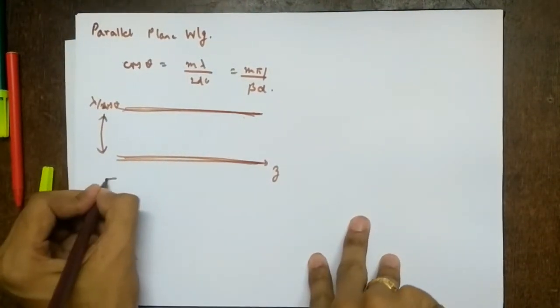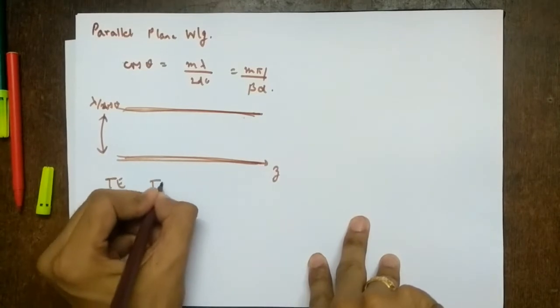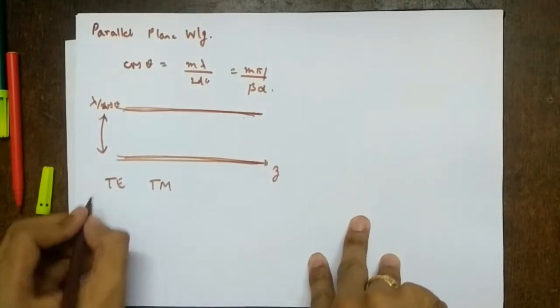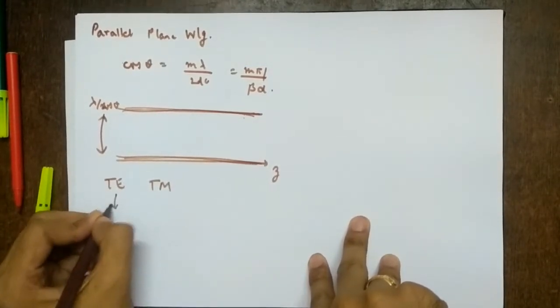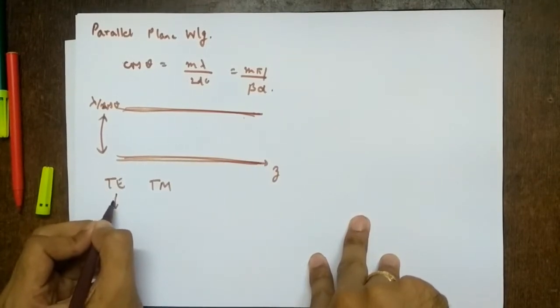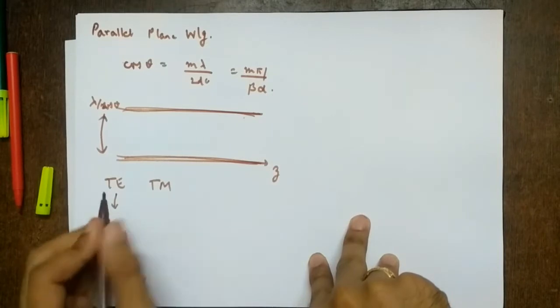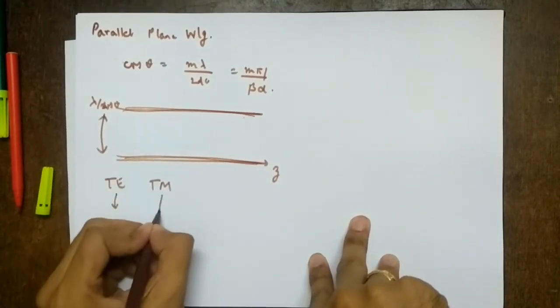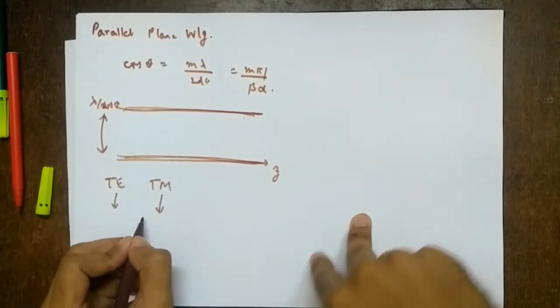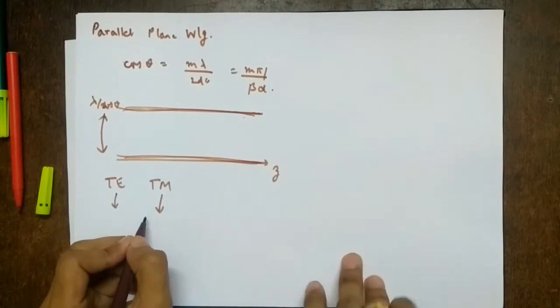Then we said there are two modes. One is TE mode and one is TM mode, right? Why is it called TE or transverse electric mode? Because the electric field is transverse. Only the electric field is transverse to the direction of wave propagation, right? And why is it called TM? Only the magnetic field is transverse to the direction of wave propagation.